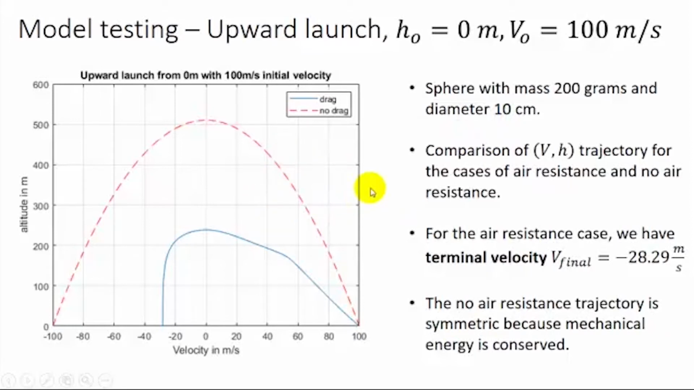The plot here shows the velocity-altitude trajectories for the two cases. In blue is the case with aerodynamic resistance, in red is the case without aerodynamic resistance. So the ball starts from this point here, which is an initial velocity of 100 meters per second. It's a positive velocity, therefore the velocity points upwards. So initially the ball will move away from the ground and the initial altitude is 0.